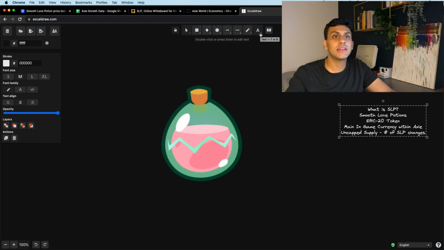So now that we understand at a very high level what SLP is, it's the main in-game currency of Axie Infinity. It has no utility outside of the game. I want to go over how it works within the ecosystem and what drives its price over time.